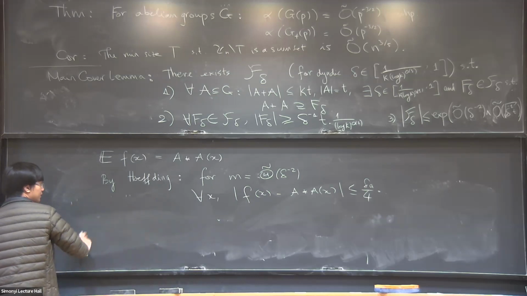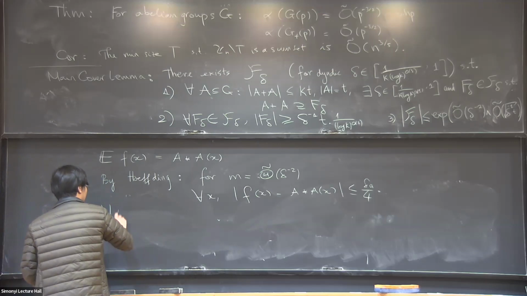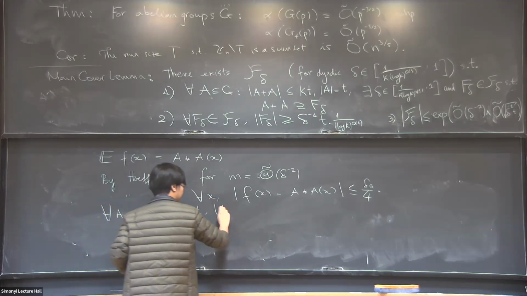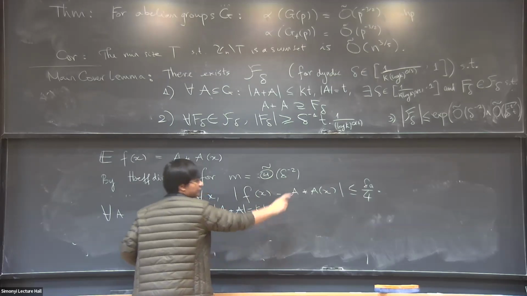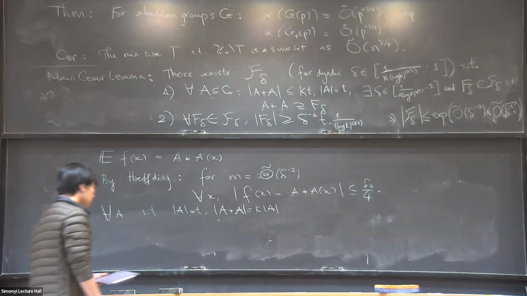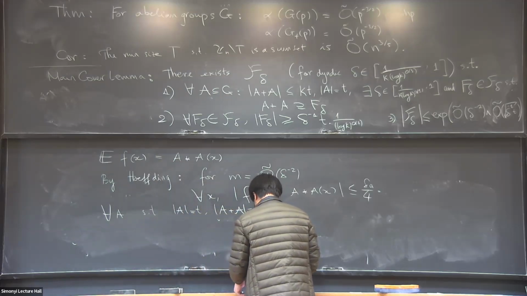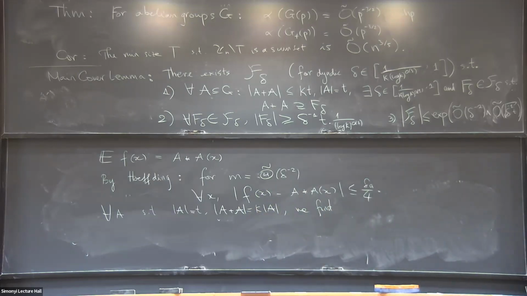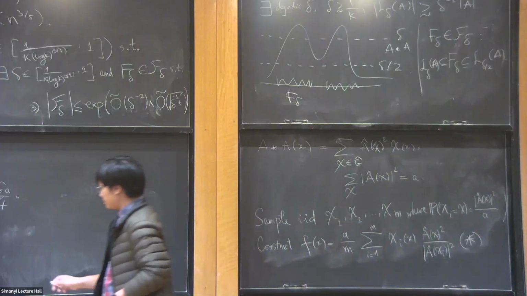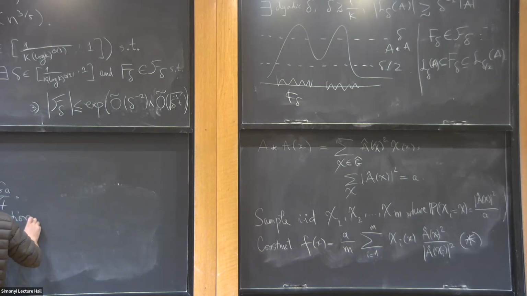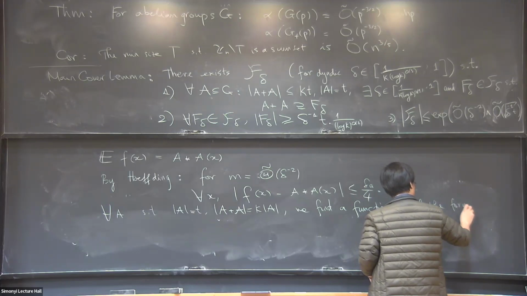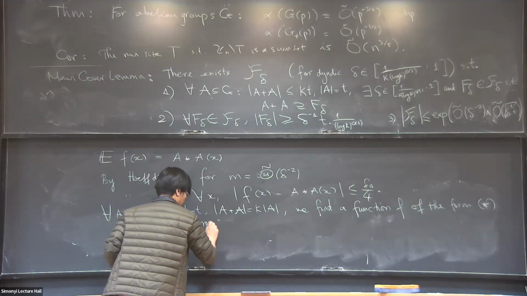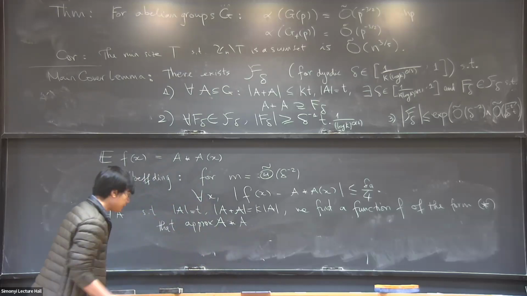Okay, so given this, what we will do is the following. For every set A with the conditions that we had before, so A plus A is equal to K times A, and this level set L delta of A is large, we find a function f of the form star that approximates the convolution A star A very well everywhere.